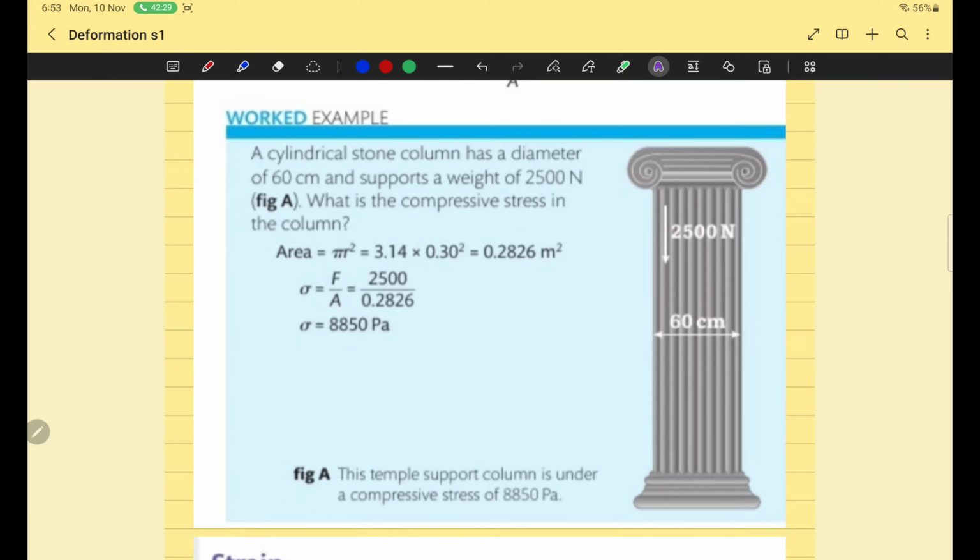From your book. The question is: consider a cylindrical stone column that has a diameter of 60 centimeter and supports a weight of 2500 Newton.